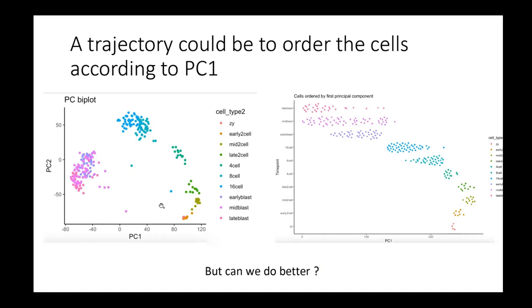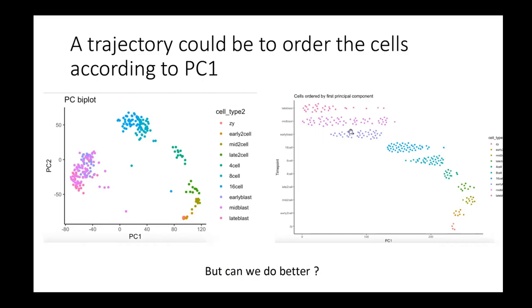So here is just for you to see the PCA plot. So as I said, you have from oocyte to blastocyte, and here you can see how the cells are ordered if you order them according to PC1. And so you can see that at the early stages of development, it still does not fit what you would like. So you would like to have the red cells, which are at the very beginning or at the very end of the trajectory. And it's not really the case here.